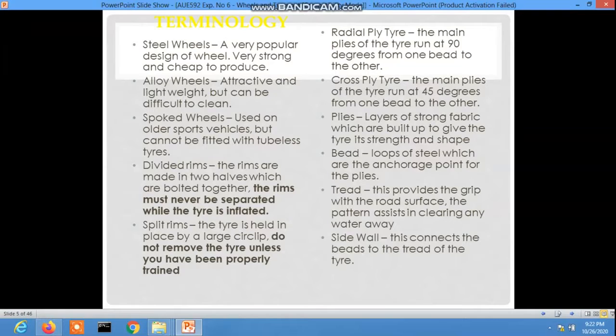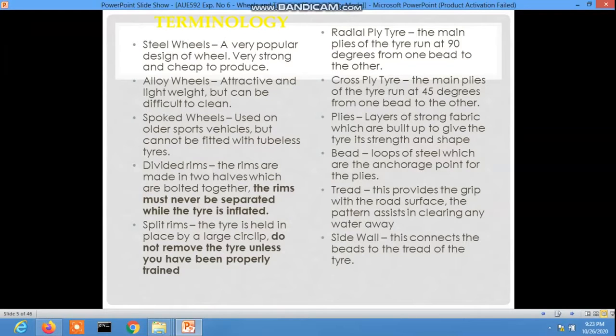Divided rim: the rim is made into halves which are bolted together, and the rim must never be separated while the tire is inflated. Split rim: the tire is held in place by a large circlip. Do not remove the tire unless you have been properly trained.